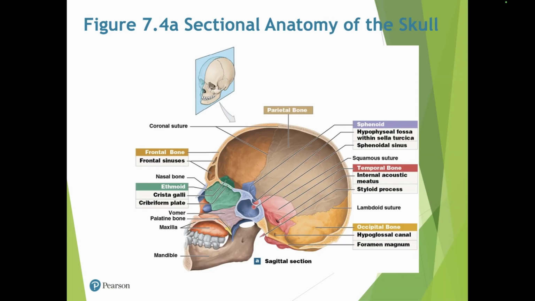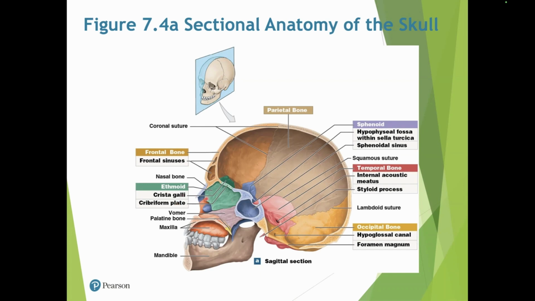Okay, so while you're in here, you can also view the sinuses, right? You got your frontal sinus. That's going to be in the frontal bone, so that's nice. In your ethmoid bone, right? Here is the green, it's the ethmoid bone. You're going to have structures called the crista galli and the cribriform plate.